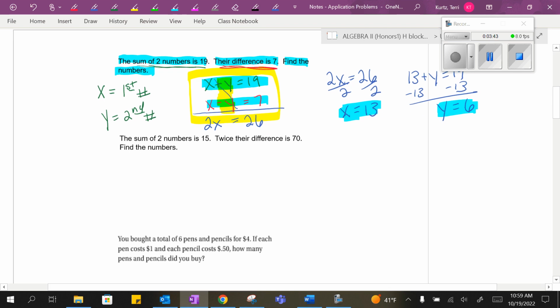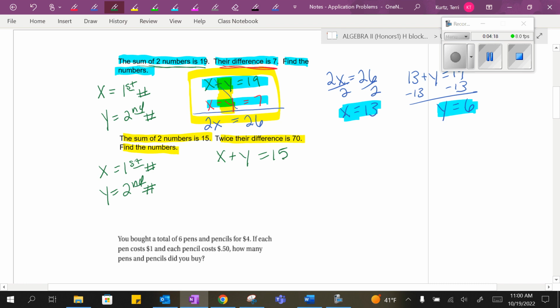Let's look at another. So here we have the sum of two numbers is 15. Twice their difference is 70. Find the numbers. Again, this is going to set up just like our previous one, where x will be our first number and y will be our second number. And if we look at the equations, we again have the sum of two numbers is 15. So x plus y will equal 15.